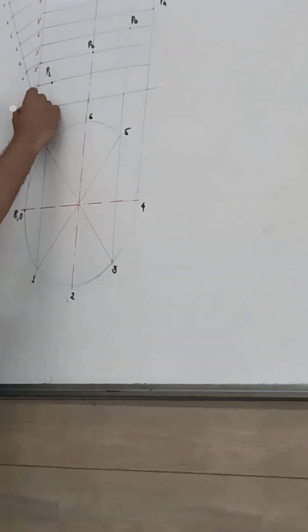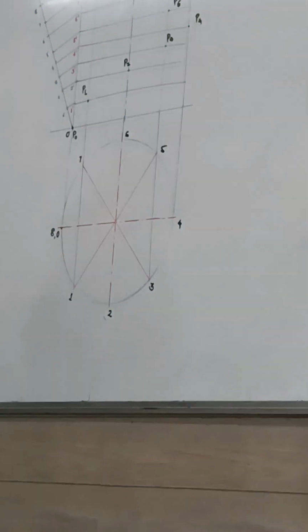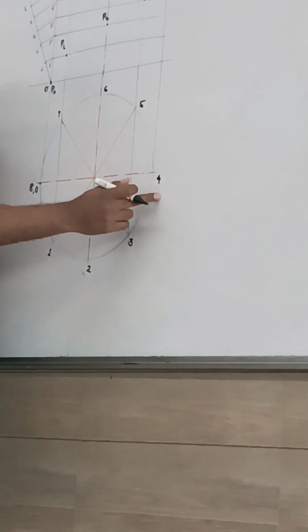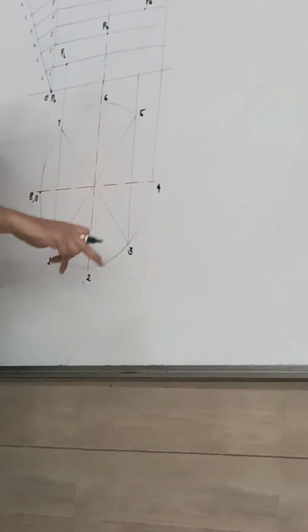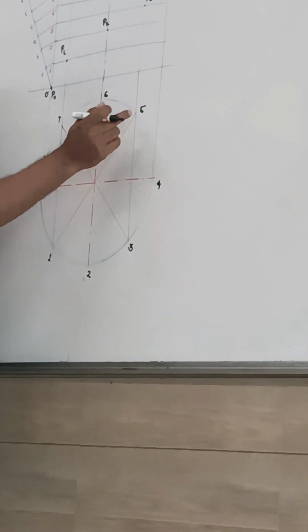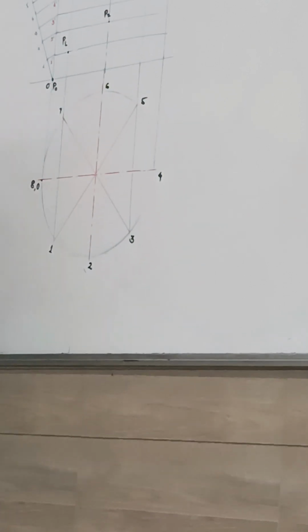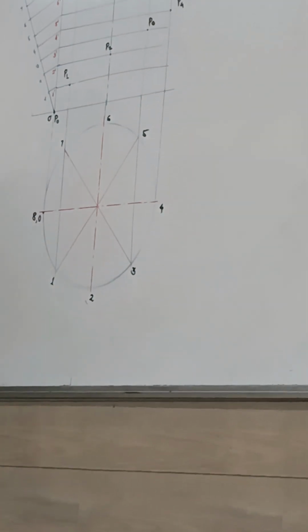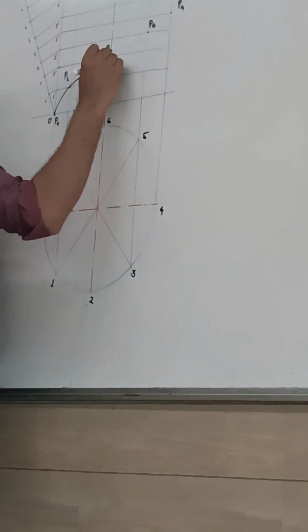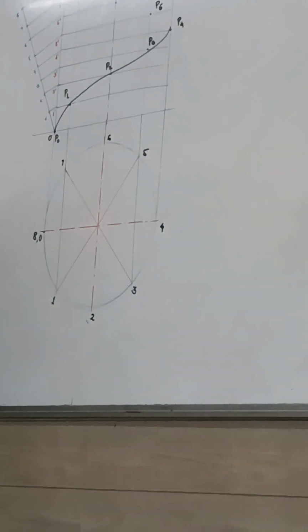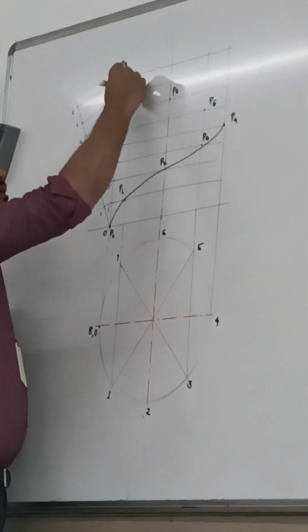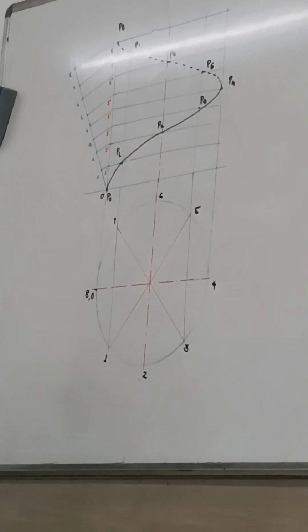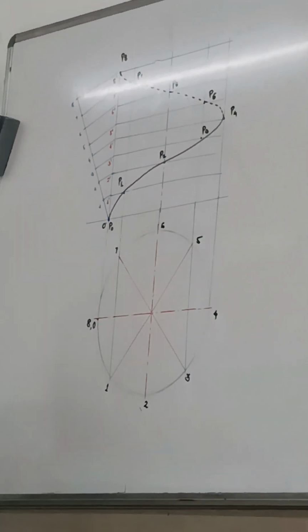Okay. Now when we start joining this curve, 0 to 1, 1 to 2, 2 to 3, 3 to 4 will be visible, because those are on the front side of the cylinder. 4 to 5, 5 to 6, 6 to 7 and 7 to 8 will be on the back side of the cylinder. So it will be shown as a hidden line. So the front portion we are going to show as dark and the rear portion will be shown as hidden.